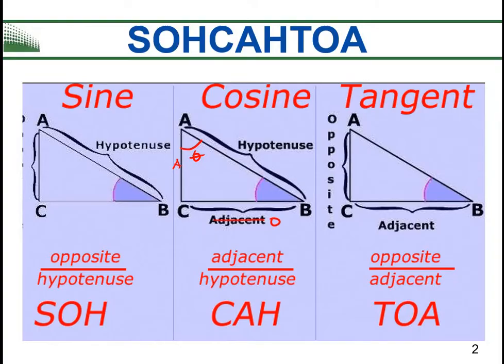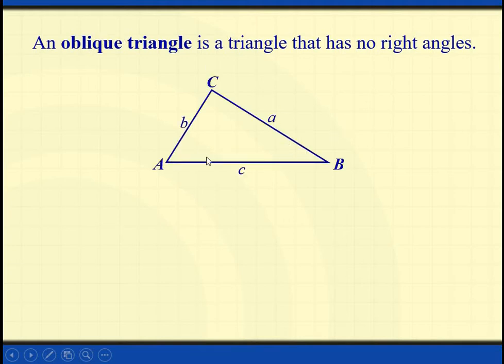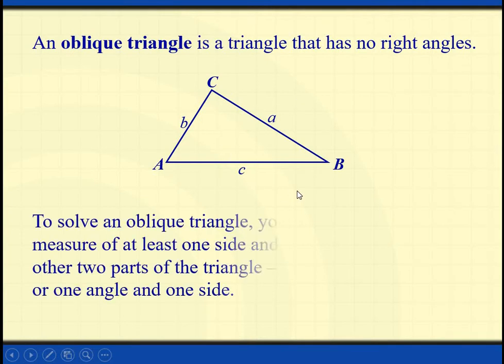That means, what about triangles that do not have right angles, which we call oblique triangles? An oblique triangle doesn't have a right angle. If you look at this, angle A, angle B, angle C, no right angles indicated. So how are we going to solve this?